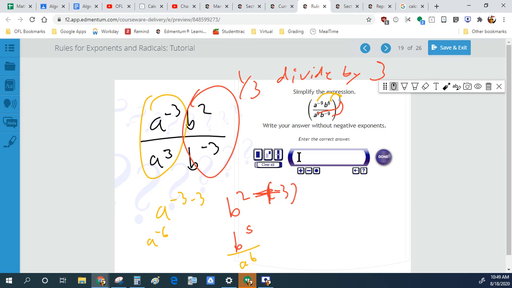So when we type this in, type in our fraction first. We're going to type in b power 5, arrow, arrow, a power 6. And we're good to go.